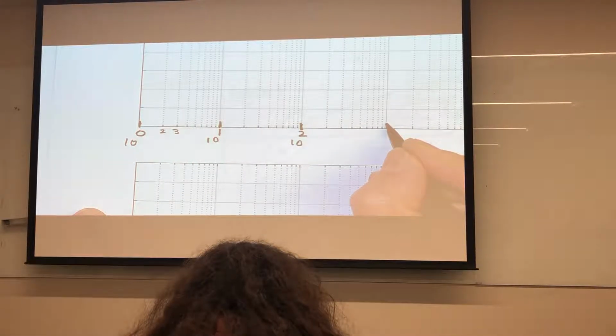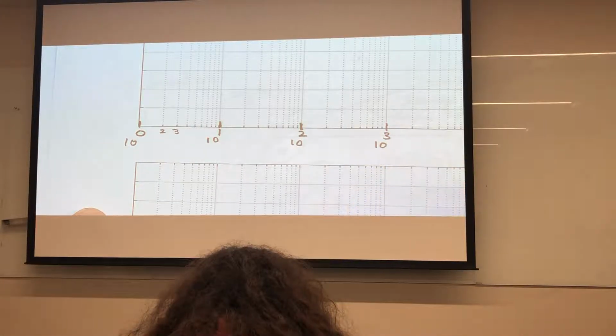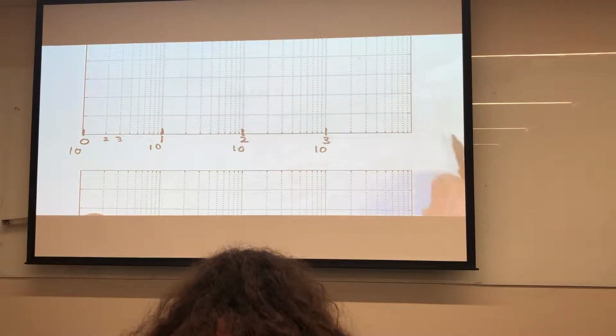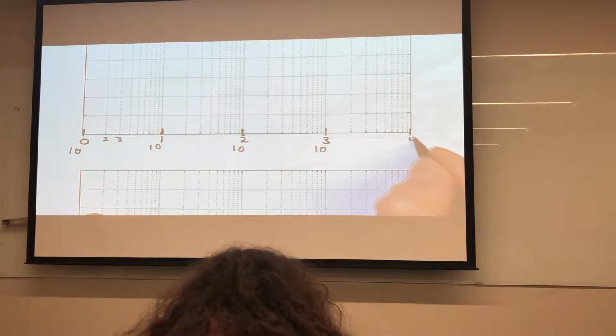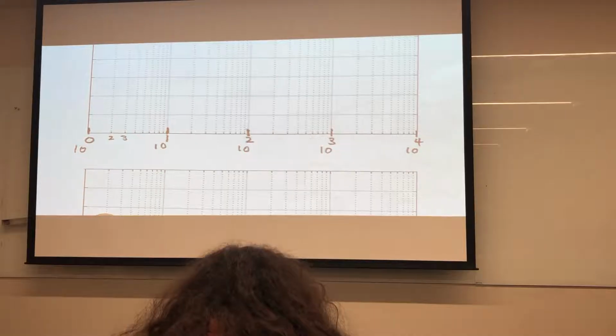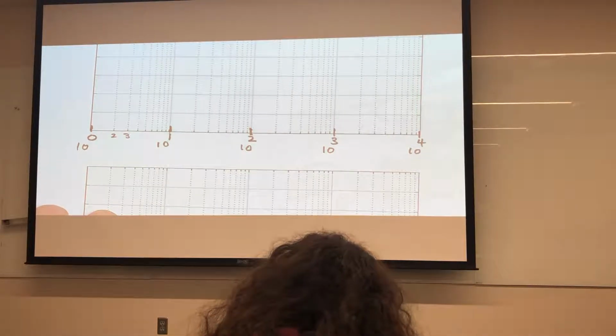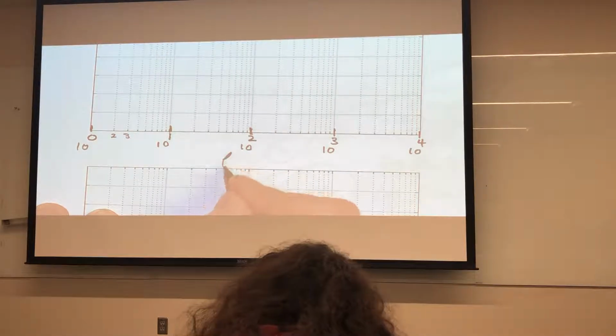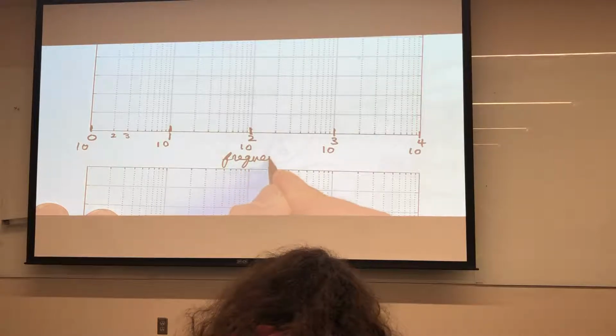This is going to be 3. 10 to the 3. In this case is going to be 4. 10 to the 4. So this is one way I could set up my frequency axis. And so I'm going to label this axis as frequency.